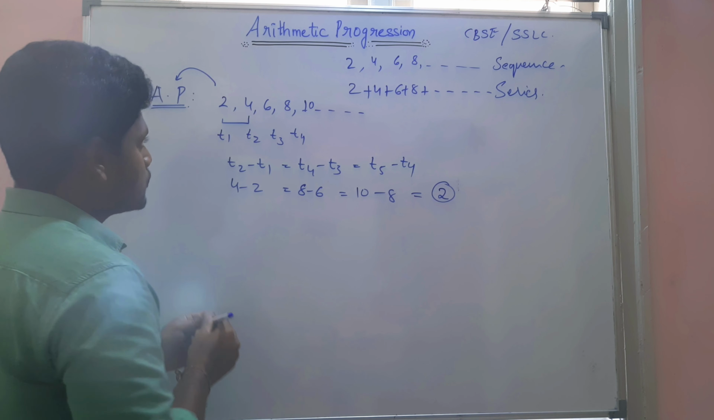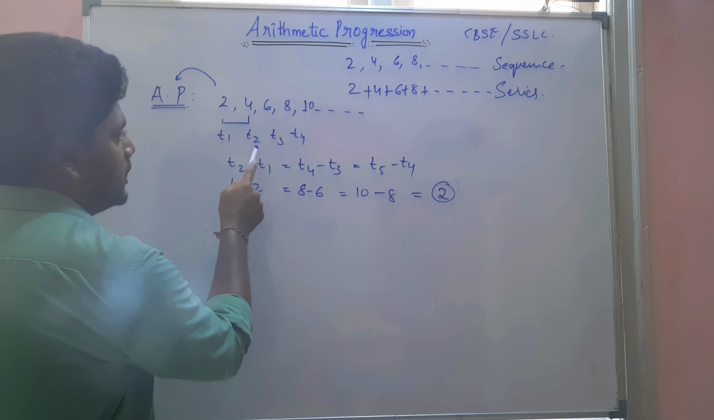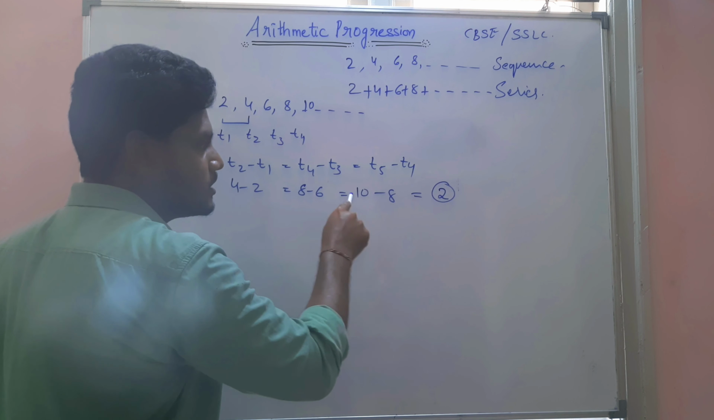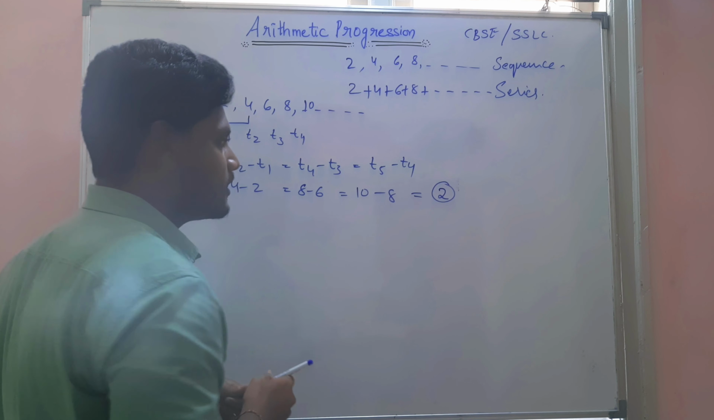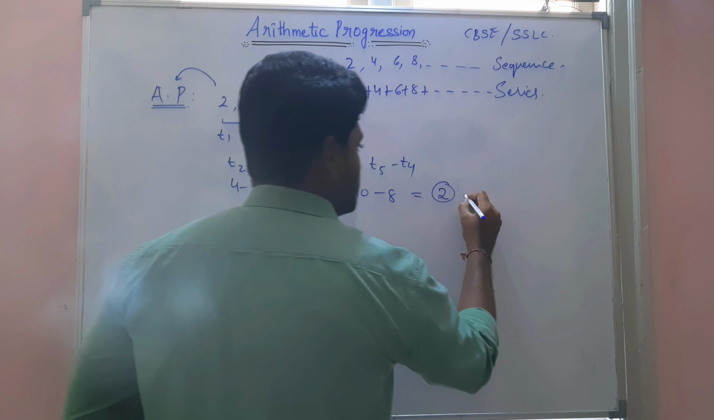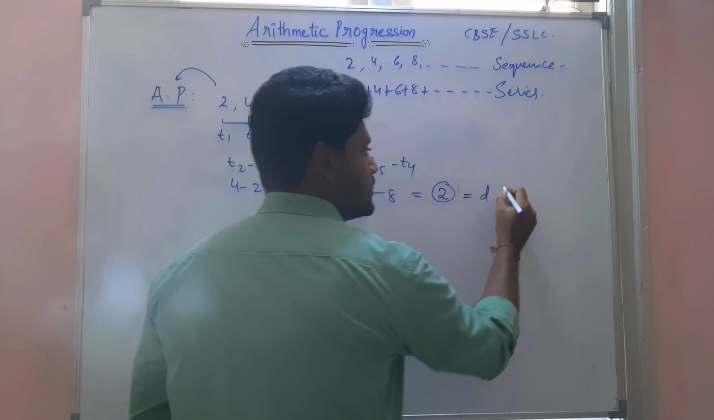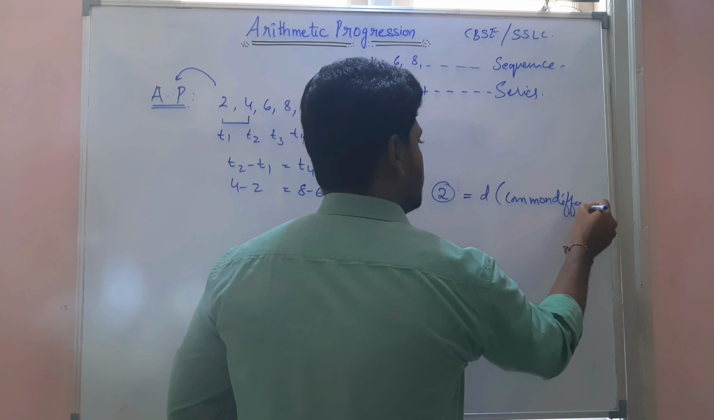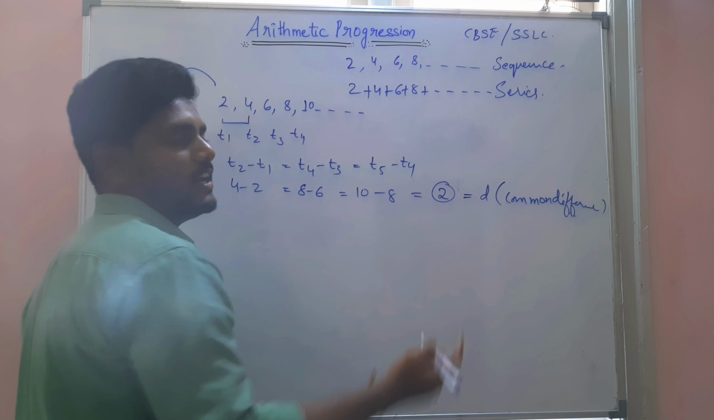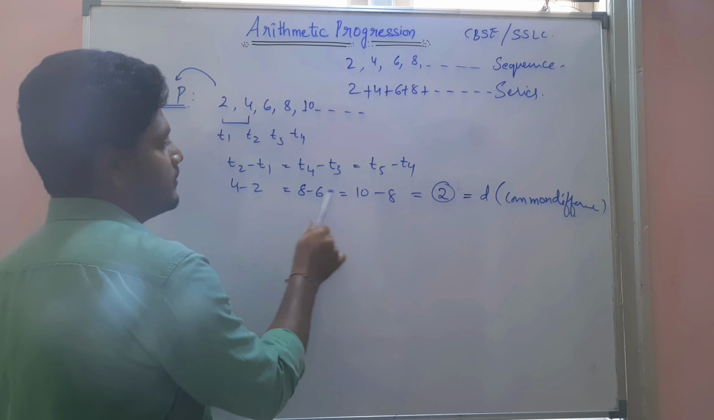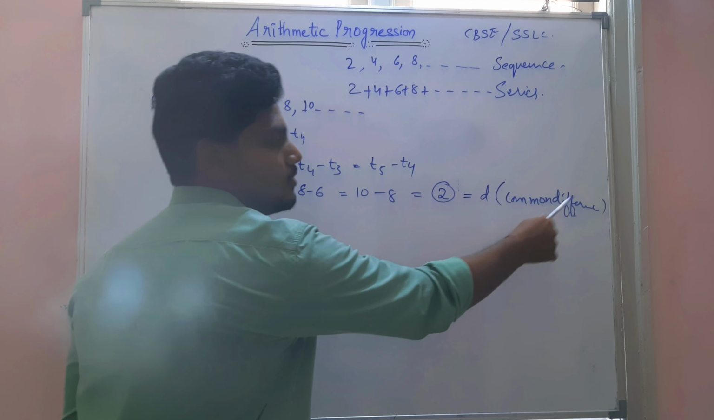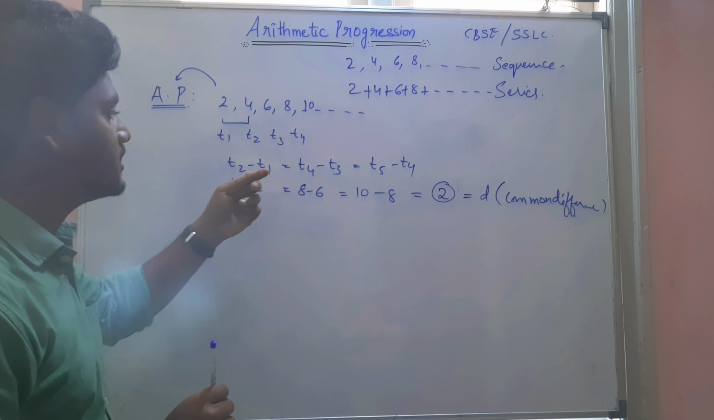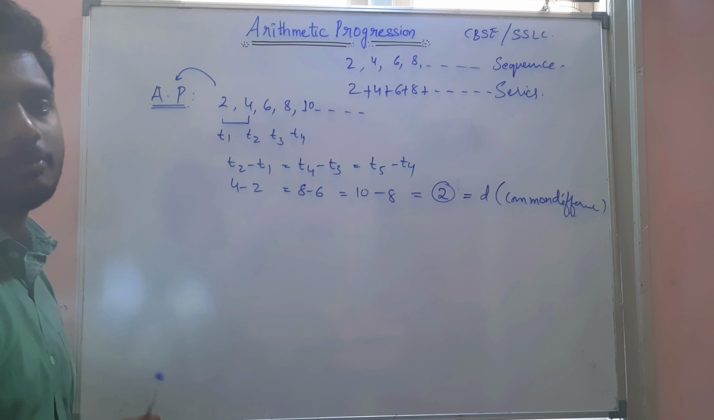Simple. So whenever these differences, T2 minus T1, T3 minus T2, T4 minus T3, are all equal to some particular constant, then that constant will be represented with small d, which is nothing but the common difference. Why common difference? Because the difference is common, equal for all of them. So that will be represented with d. When d is equal for all these cases, then we consider that sequence to be in arithmetic progression.